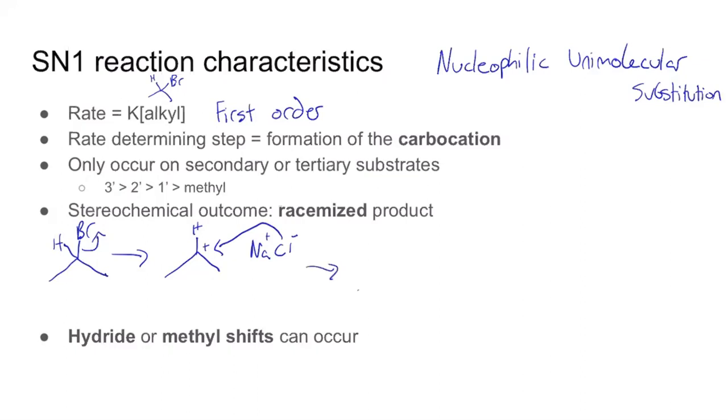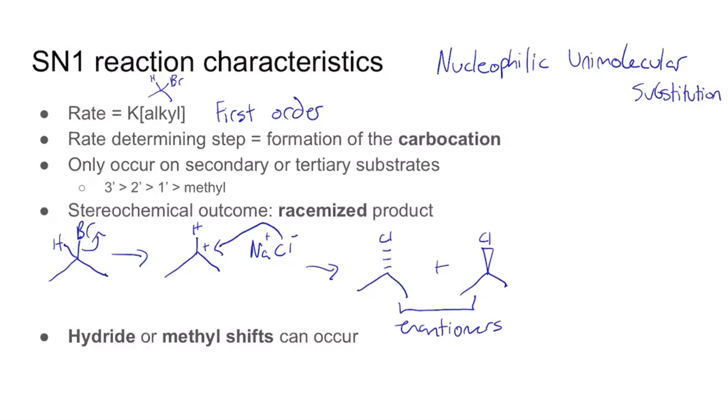We can have one that looks like this, where the chlorine is on a dash, and we can have another where the chlorine is on a wedge, like this. And these are enantiomers. So it's important to note in this reaction that we will have the possibility for hydride or methyl shifts since we have a carbocation intermediate.